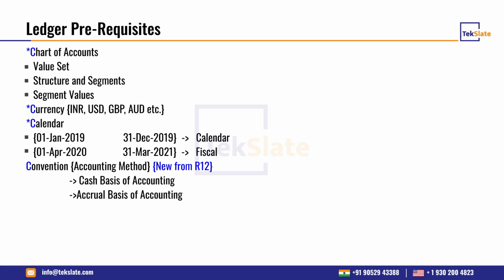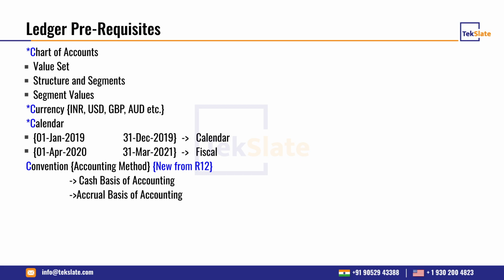Convention is also called accounting method. Accounting method is also called convention. So we have two bases of accounting. One is cash, one is accrual. Cash is what? We do the transaction on a cash basis. We buy, we sell everything on cash. Whereas accrual is what? We buy today, we pay over a period of time. We sell today, we will get paid over a period of time. Rather, I can say credit purchases, credit sales. Whereas cash is what? We buy on cash, we sell on cash. So Oracle is going to support you with cash basis of accounting as well as accrual basis of accounting.